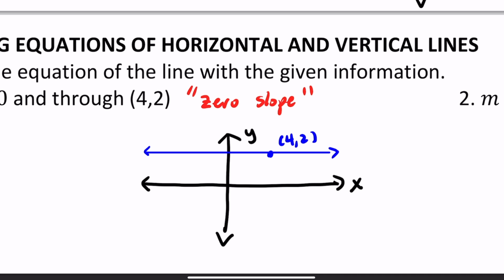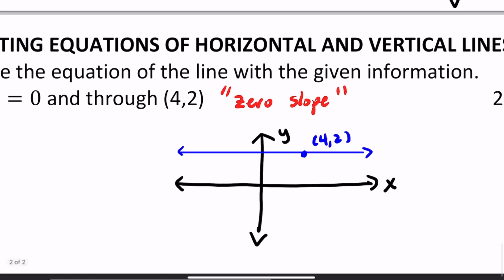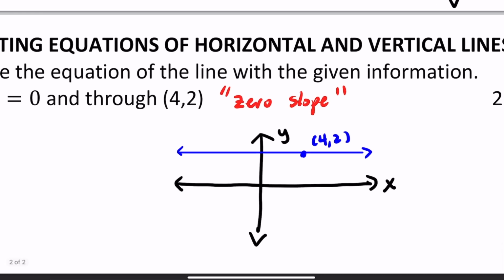So what's the equation here? Well, if you have a 0 slope, it should be y equals. So it's y equals the y-intercept. So if this is 4, 2, then what is this point over here? Well, that should be 0, 2. This point is 0, 2, which is our y-intercept. So y equals 2.